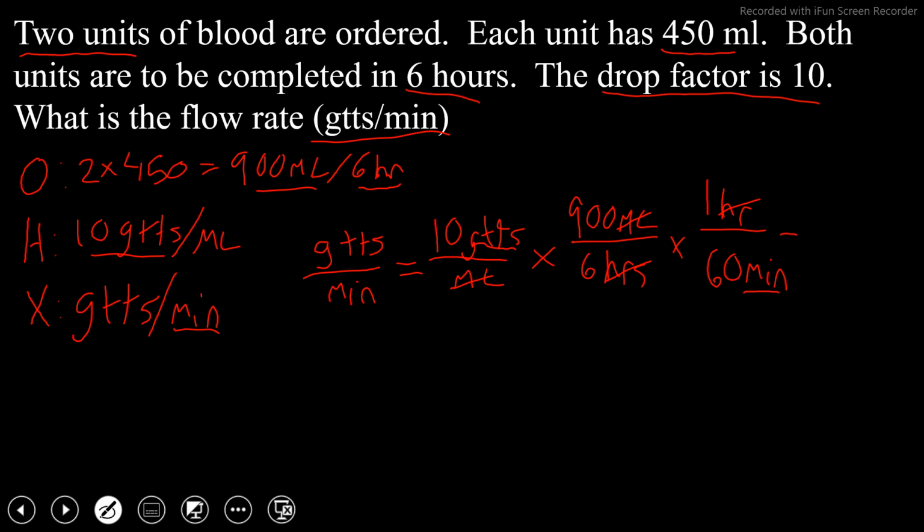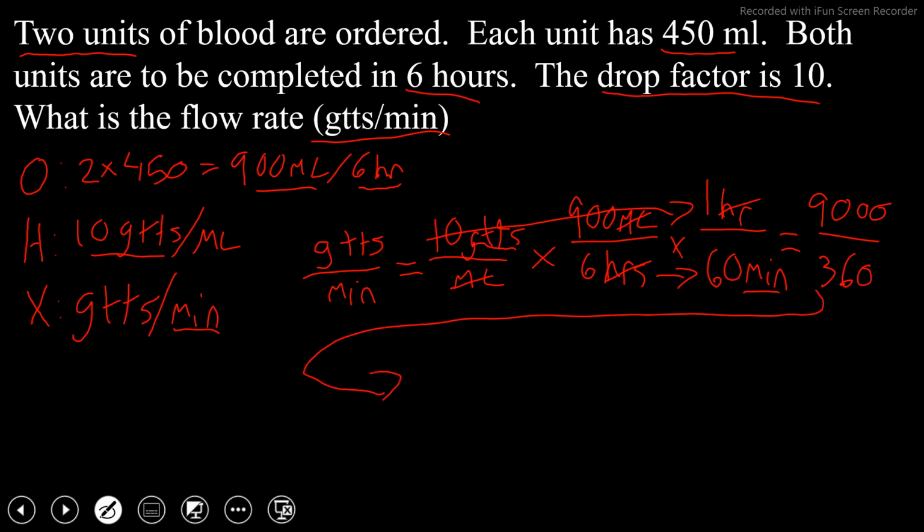So now we'll multiply across. So when you multiply it across, 10 times 900 equals 9,000. Multiply this across, 6 times 60 is 360. And then when you divide that out, you get 25, so 25 drops per minute.